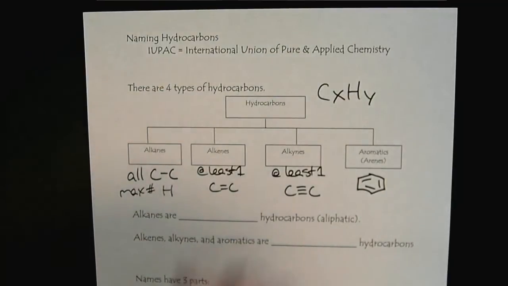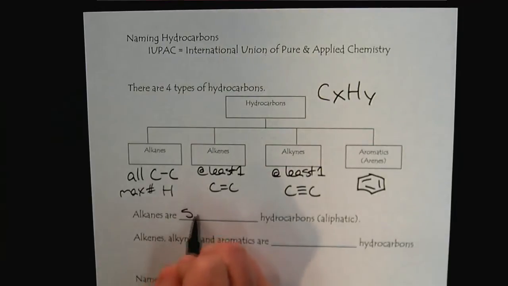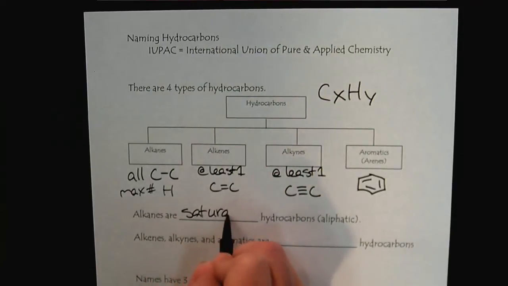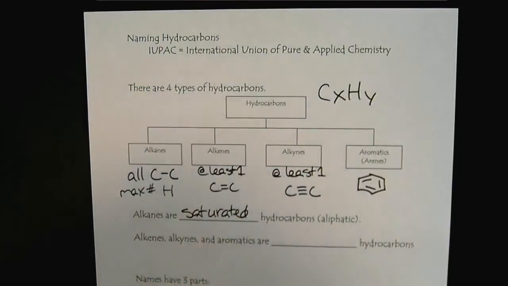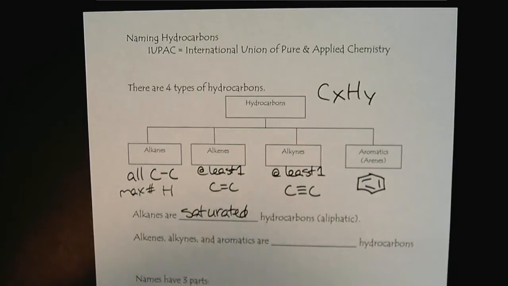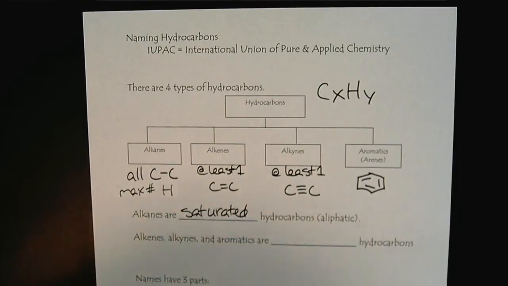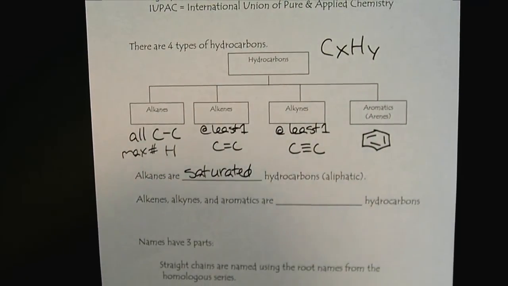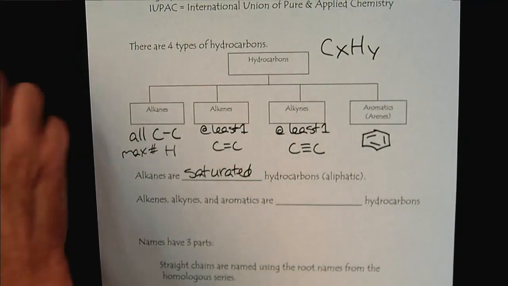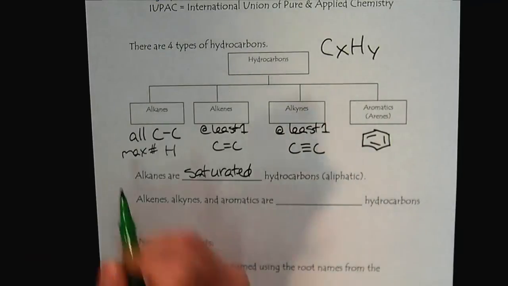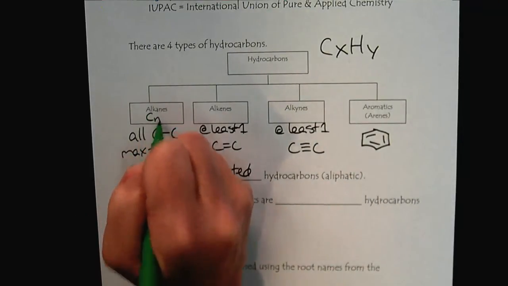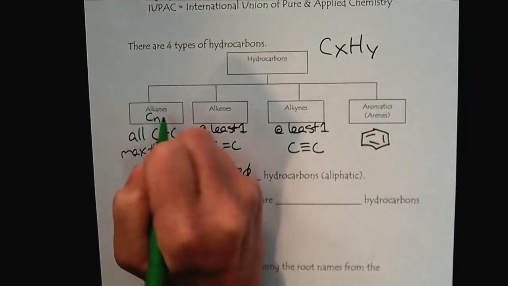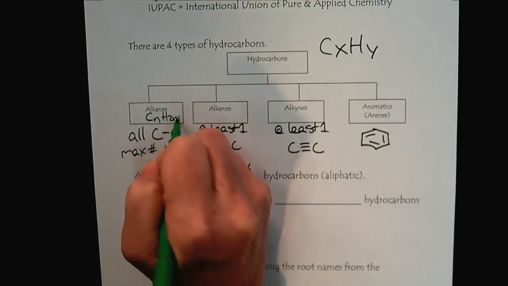So we describe alkanes as being saturated hydrocarbons. In the same way that a saturated solution is holding the maximum amount of solute, the carbons are holding the maximum amount of hydrogens. And so when we look at the chemical formula of an alkane, right, we have CnH2n plus 2.